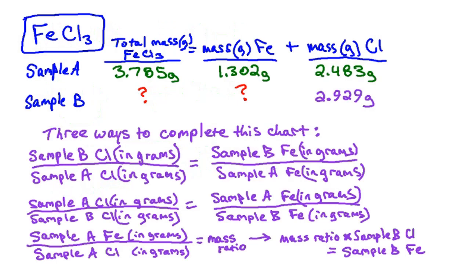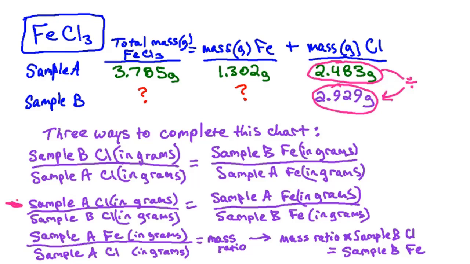Now you may ask, but how do I know that I'm supposed to take the grams from sample B in chlorine and divide that by sample A's chlorine grams? What if I accidentally flip them and divide them the other way? What if I take the sample A's mass in grams of chlorine and divide that by sample B's mass of chlorine? What if I flip it? Well, that's okay too.